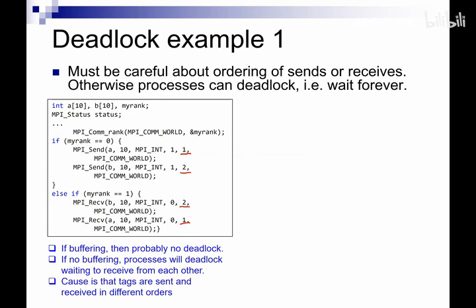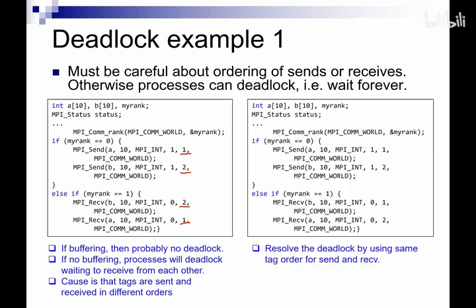Okay. If there is a buffer, though, then probably there will not be a deadlock, because if there's a buffer, then both of these messages can be placed into the buffer, and both of them will be sent. So even though I'm placing the tag 1 message first and then tag 2, both of them go in the buffer and are sent out. So eventually the rank 1 process will receive both the tag 1 and tag 2 messages.